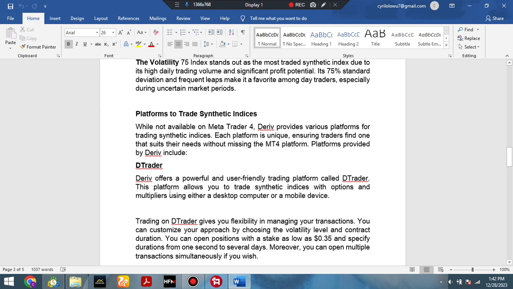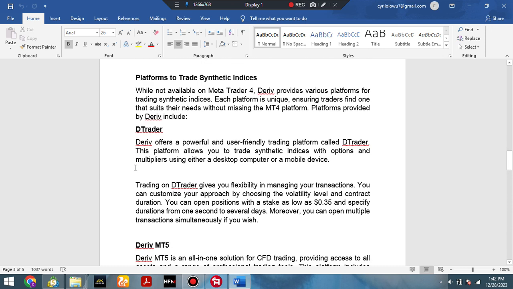one, it is only one particular broker that offers such opportunities, and again they went as far as creating different platforms within their own space for people to trade all these synthetic indices without having to regret why there is no MT4. So the first platform is called the DTrader.